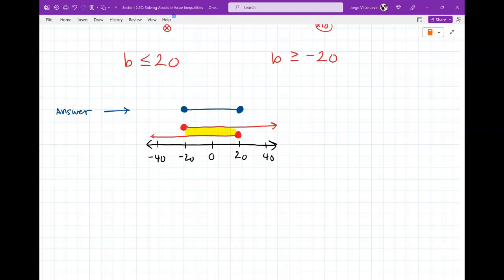What I did notice is some people did this. They left it like that, and I was okay with it. I didn't mark off points for it, at least I don't think I did. If I did, when you see your quiz, let me know, because I shouldn't have.